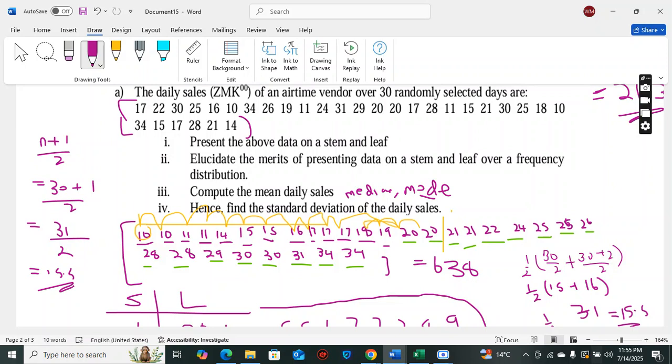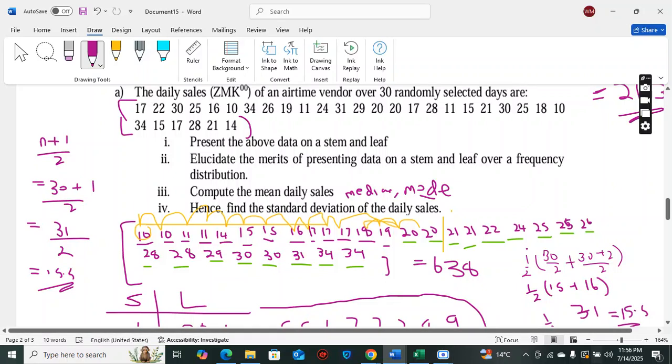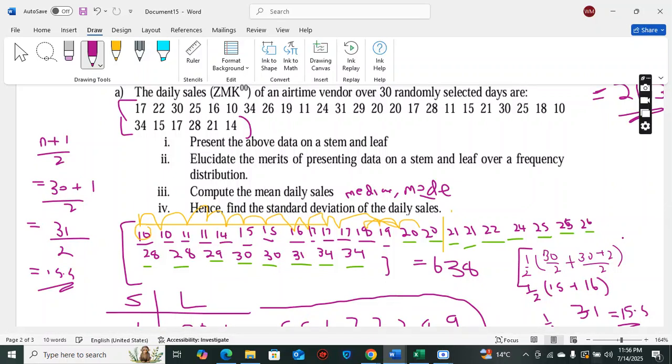Yes, Madam Sylvia, you can use N plus one. Actually, that one is even shorter than this other long cut. It's actually even shorter. N plus one over two, yes.